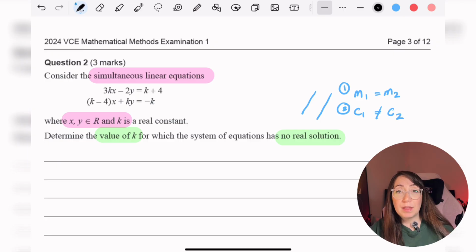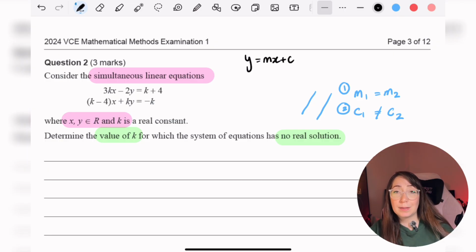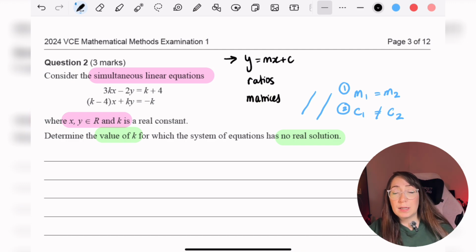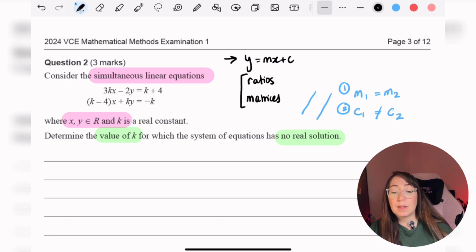There are 3 methods in which you can do this, and the most common method is by rearranging our equations into y equals mx plus c. But you can also do this through using ratios and through matrices. Today I'm going to do it using our gradient intercept method, just because that's probably the most common one that's used across the board. But if you are interested in using any of the other methods, which in my opinion are faster, but they are different, let me know and I'm happy to create a side video to that.